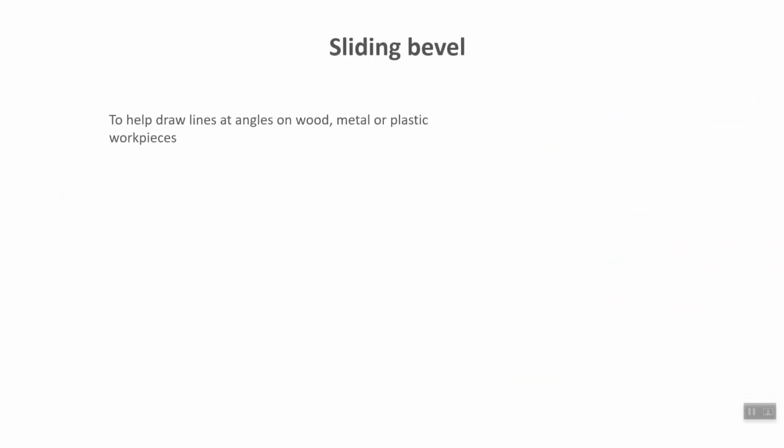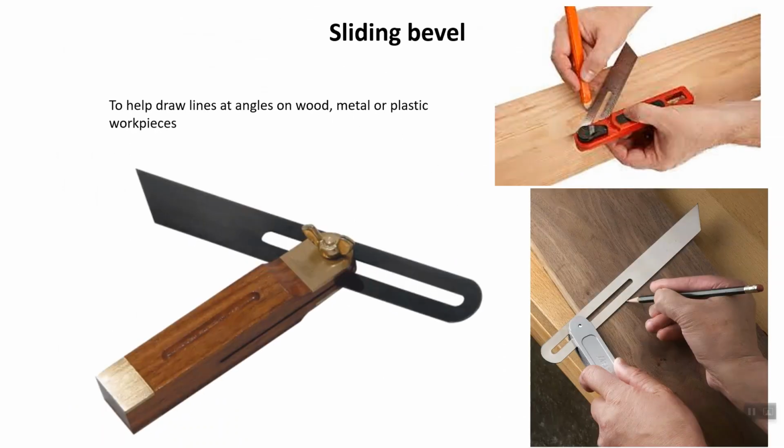We have another tool called a sliding bevel, which has the same function as the tri-square and engineer square. It helps draw lines at angles on wood, metal, or plastic workpieces. Like the tri-square and engineer square, it is used to mark angles, but it has an adjustable blade.